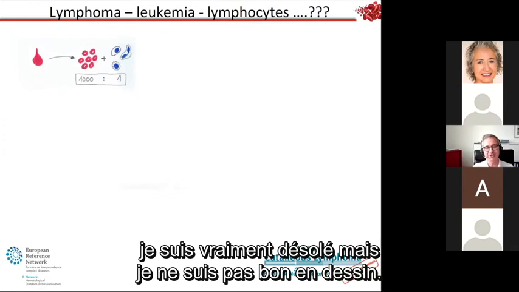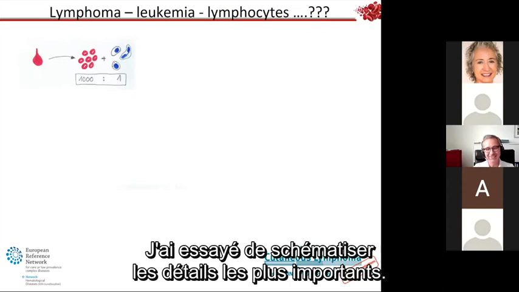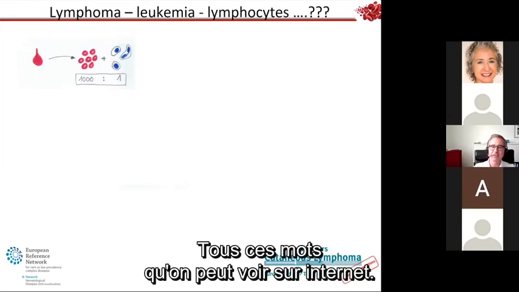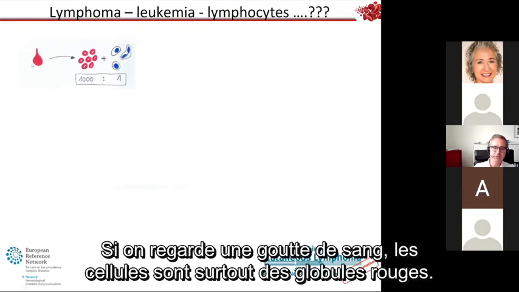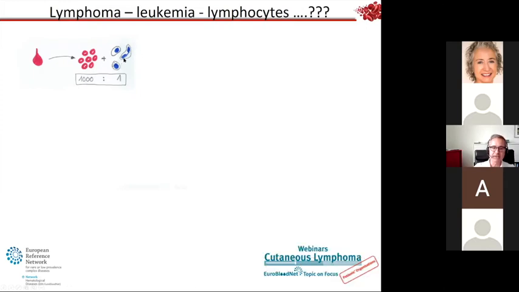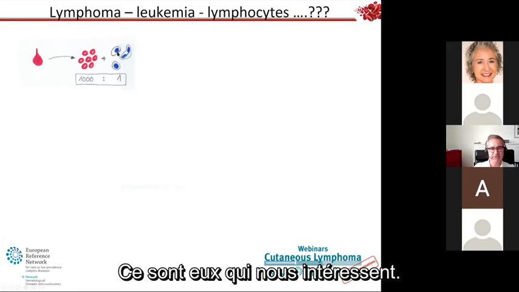I'm really sorry, I'm not an expert in drawings, but I went through the hassle of trying to depict the most important things. And so let's start with lymphoma, leukemia, lymphocytes, all these expressions that you may encounter on the internet. If you look at a droplet in your blood, most of the cells are red blood cells, and only about 1 per mil, so 1 in 1,000, are white blood cells. And these white blood cells are the ones that are interesting.